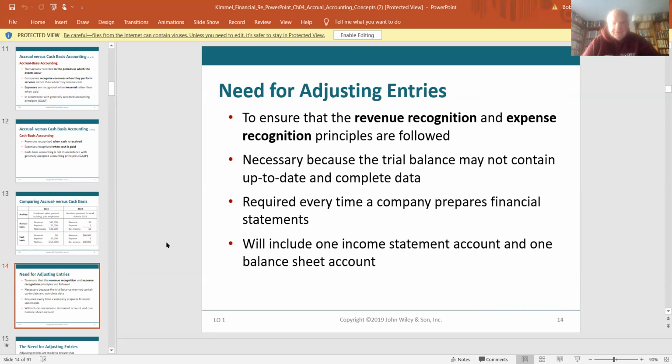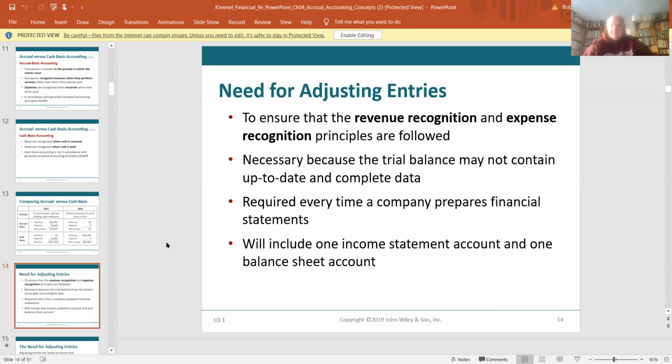Need for adjusting entries. We must ensure that revenue and expenses are recognized properly. These adjusting entries are necessary because the trial balance may not contain up-to-date and complete data. It could be wrong. They're required every time a company prepares financial statements, and will include one income statement account and one balance sheet account. And that's a good little tip. Every adjusting entry will have one income statement account and one balance sheet account.